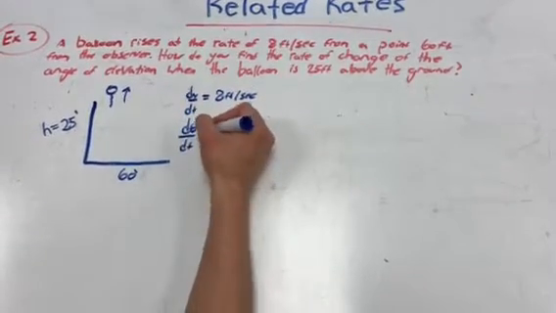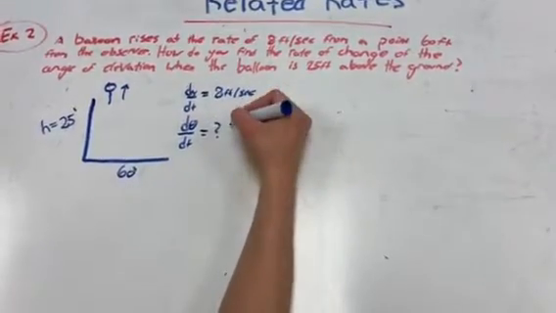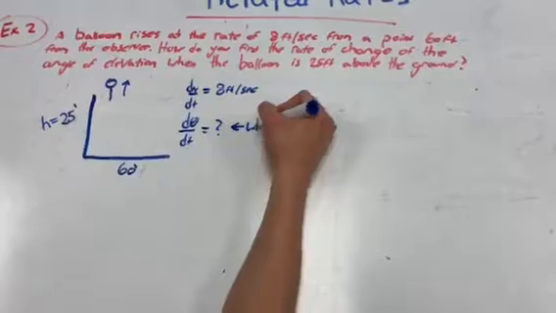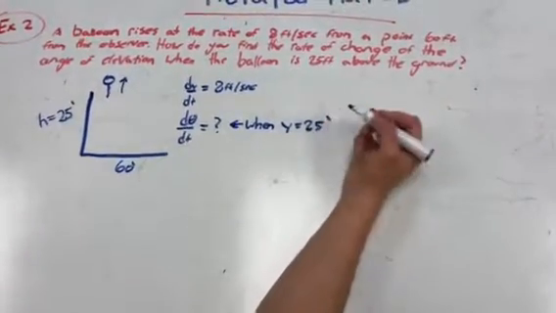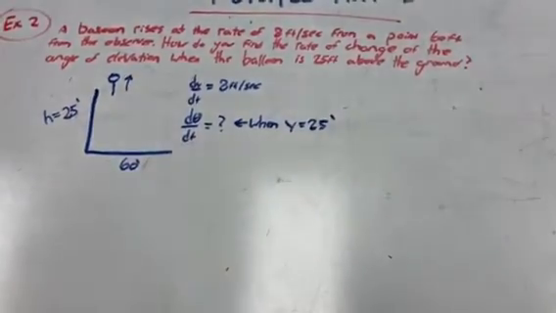Next, identify the variable the problem is asking for: the rate of change of the angle that the balloon is making with the ground when the height is 25 feet. y equals 25 feet.